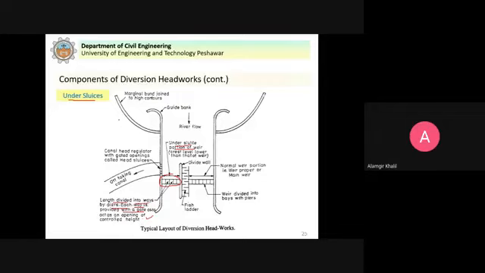So let us study this in detail. The crest level of under sluices is lower than that of the weir. So this is the weir. Now we have covered this portion here. Clear? Now we discuss the under sluices.